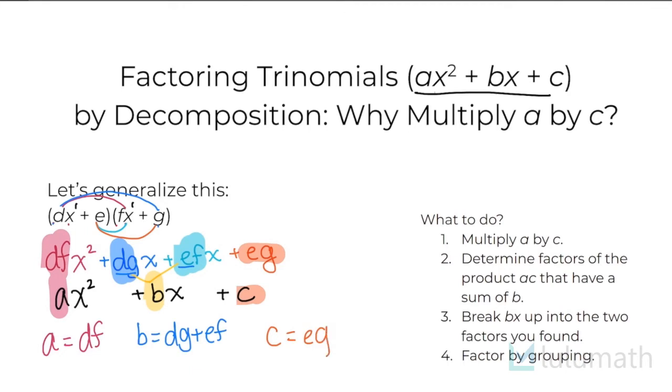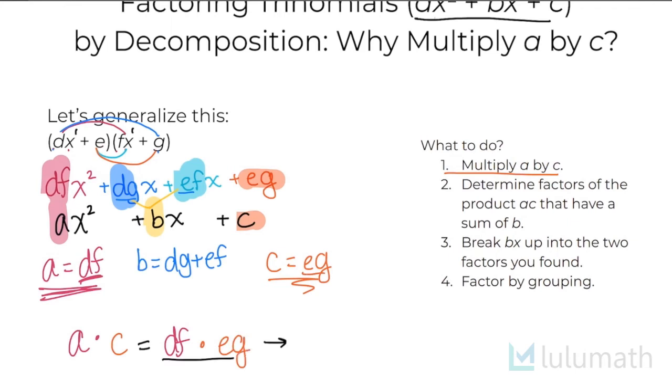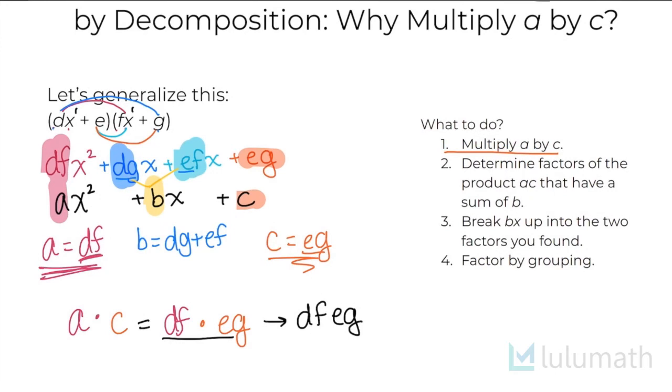So c equals eg. So remember, whenever we factor by grouping, the first thing we're going to do is multiply a by c. Well, here, our a value is df, and our c value is eg. So when I multiply a by c, it would just simply be this df multiplied by this eg. And to put it all together, it would just be dfeg.